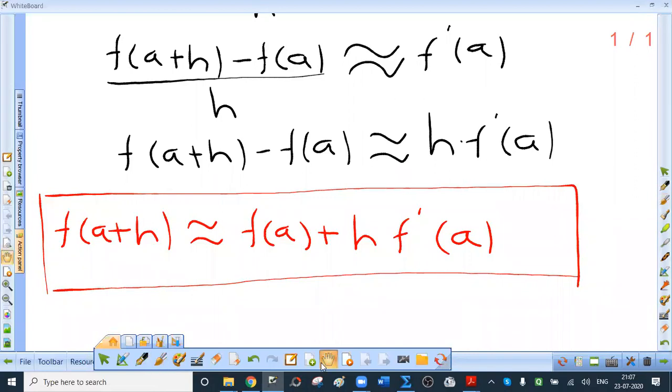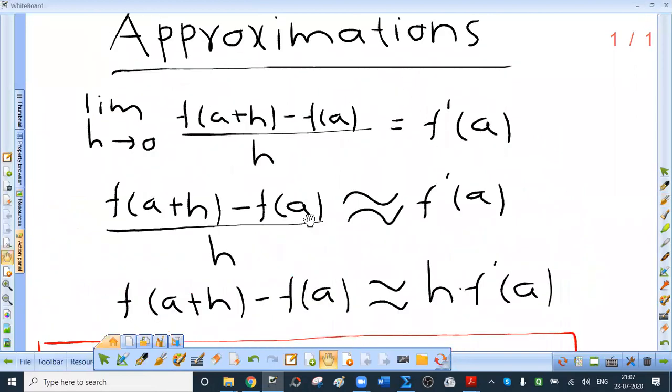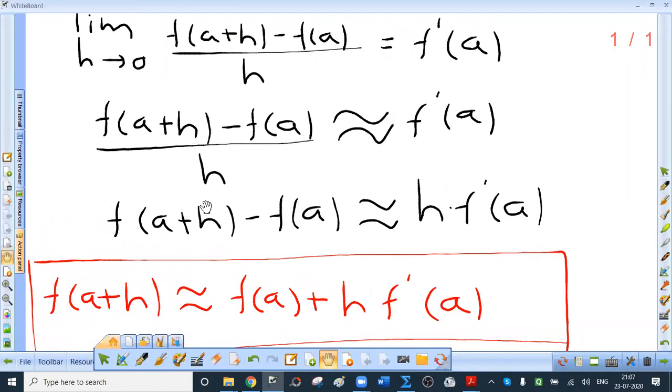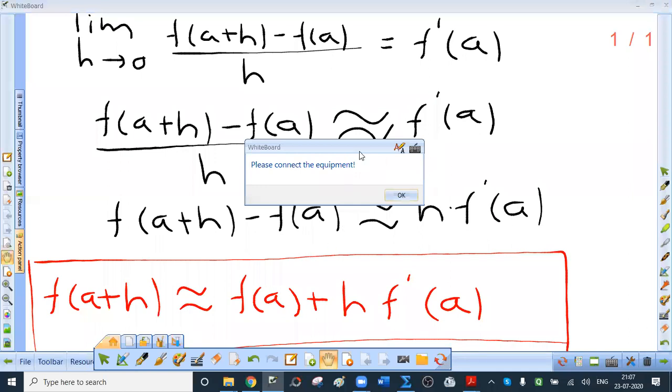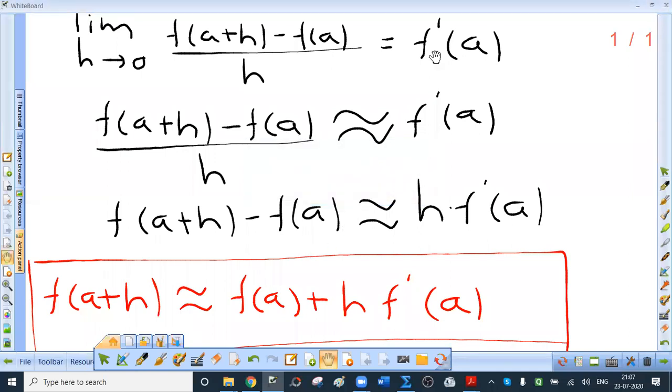Okay, I'll explain the logic once again. See, from the first principles, what is f dash of a? It is value of this limit. But if h is very small, then this I can say approximately equal to f dash of a. Cross multiply. So f of a plus h minus fa is h into f dash of a. Rearrange the terms. That is f of a plus h is approximately f of a plus h into f dash of a. Okay.